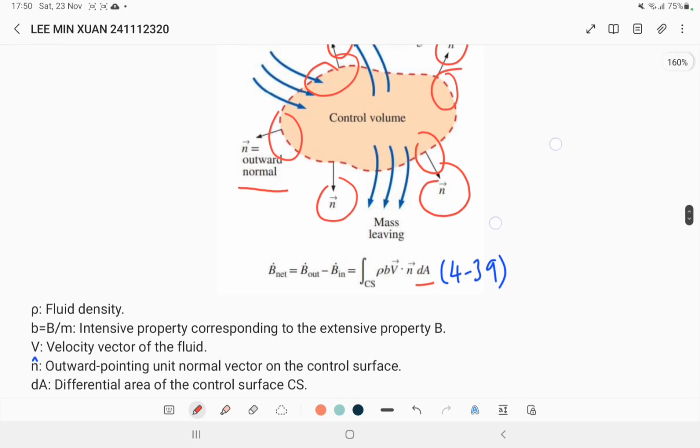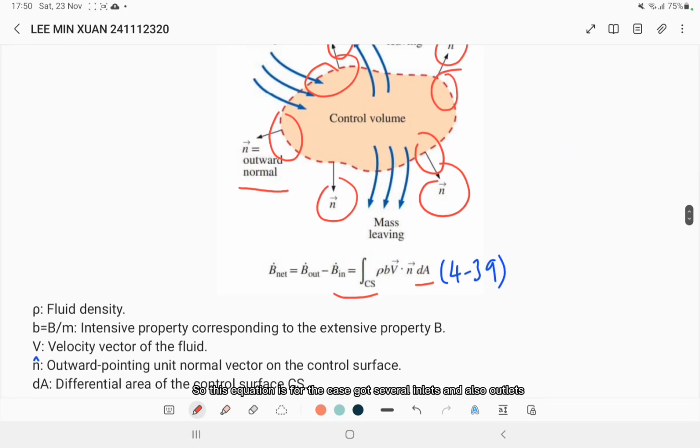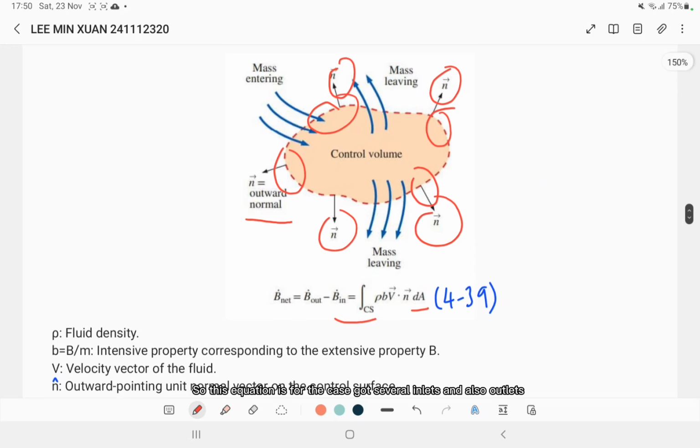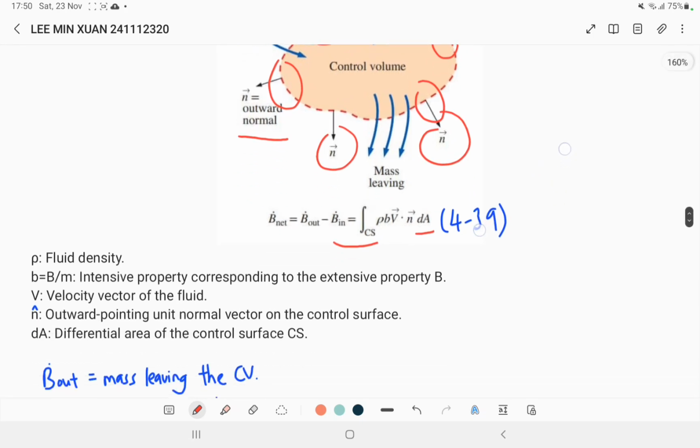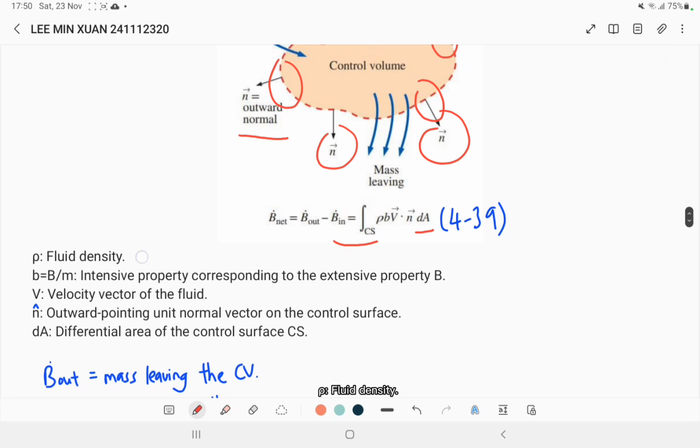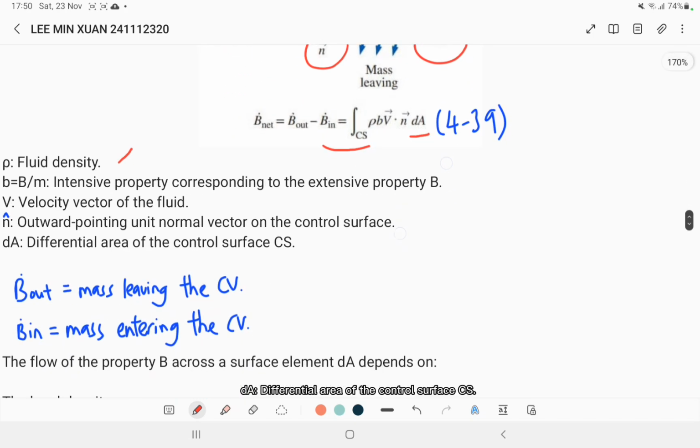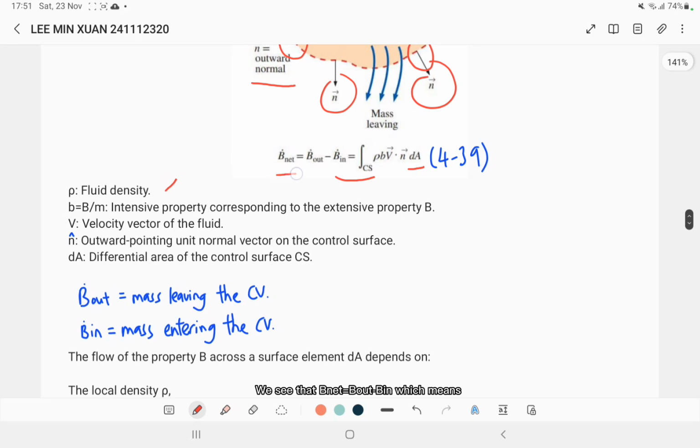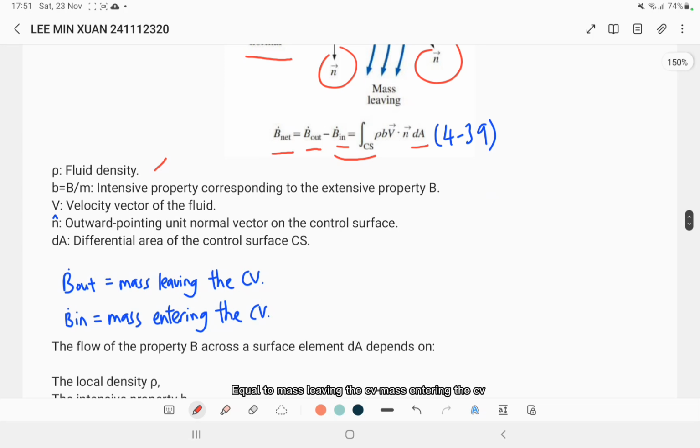Now, these equations are for the case that has several inlets and also outlets. The rho here is the fluid density, and the B here is the intensive property corresponding to the extensive property. V is the velocity vector of the fluid, and n is the outward pointing unit normal vector on the control surface. dA is the differential area. We see that B net is equal to B out minus B in, which means that it is equal to the mass leaving the control volume minus the mass entering the control volume.